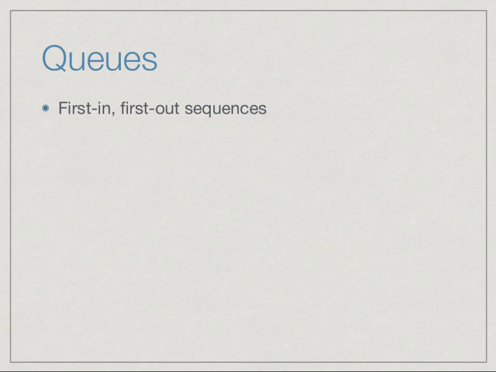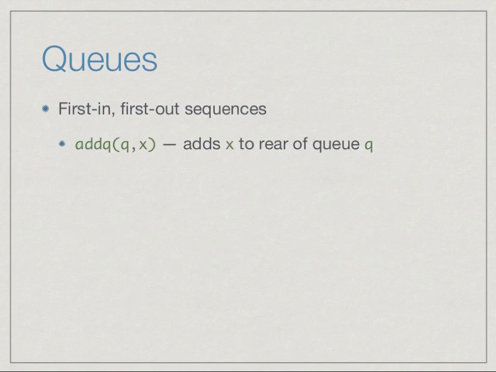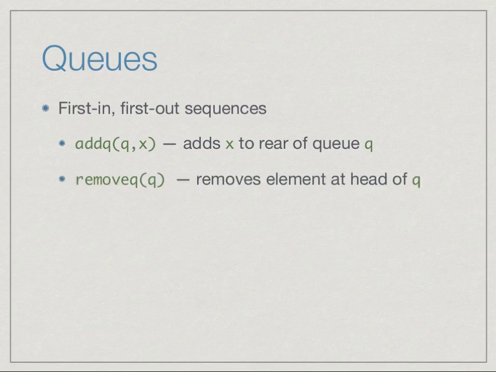Another disciplined way of using a list is a queue. Unlike a stack, which is last in, first out, a queue is a first in, first out sequence. In other words, we add at one end and we remove at another end. This is exactly like a queue that you see in real life, where you join the queue at the back, and when your turn comes, you are at the head of the queue and then you get served. So add q, x will add x to the rear of the queue, and remove q will remove the element which is at the head of the queue.